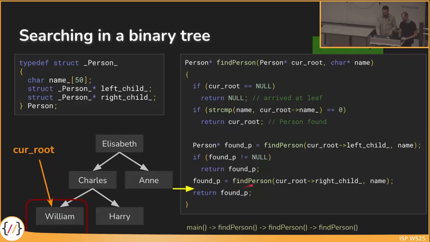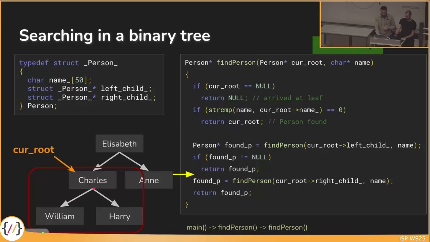Haven't found Harry. So what we return now is what we have got back from the find person call of the right subtree. We do not need to perform a null check here as we did for the left side, because no matter whether it's null or not, we just return this value. It could be null, it could have been the person. But the check is then done at the previous find person call, which was the one where Charles was the current root node.